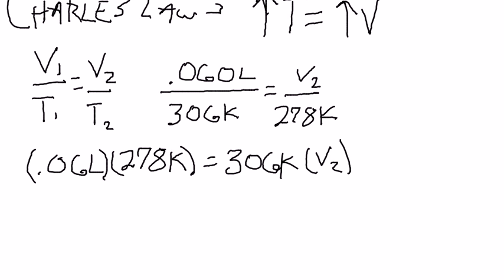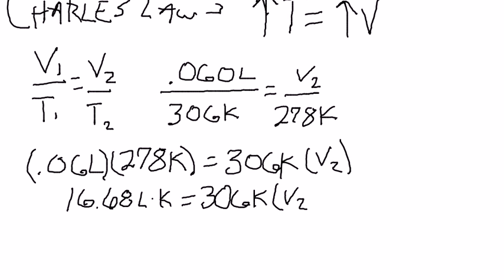Now we need to solve this algebraically. We can combine the terms on the left side. When you multiply 0.06 by 278, you get 16.68 liter kelvins. Remember, we cannot cancel these units because they're not like terms and we're not dividing, we're multiplying. We're going to set that equal to the other side of 306 Kelvin times V2. Now we're going to divide both sides by 306 Kelvin so that we can cancel our like terms on this side and have V2 by itself.